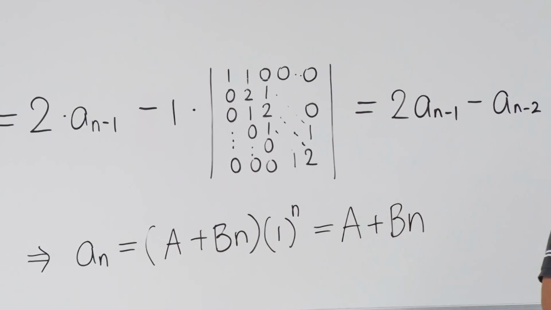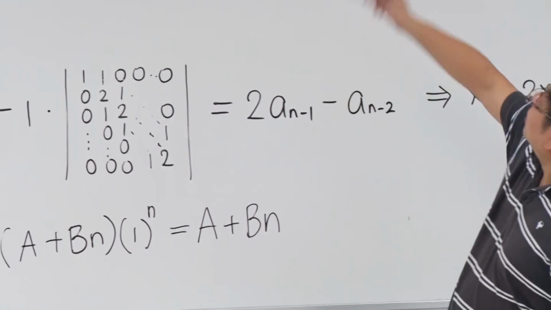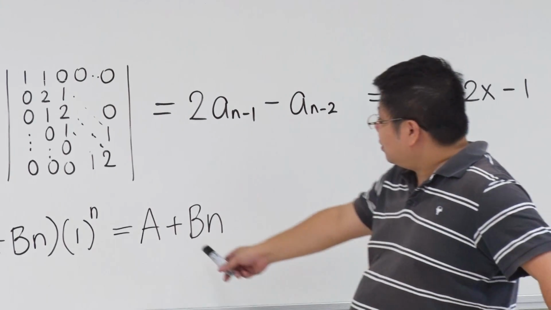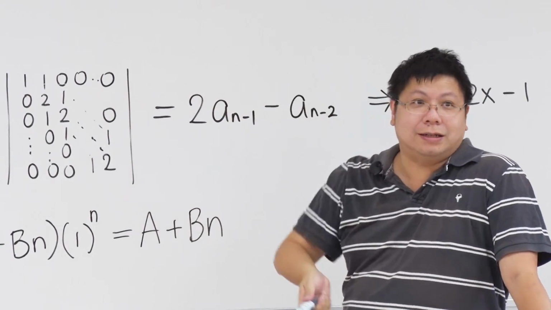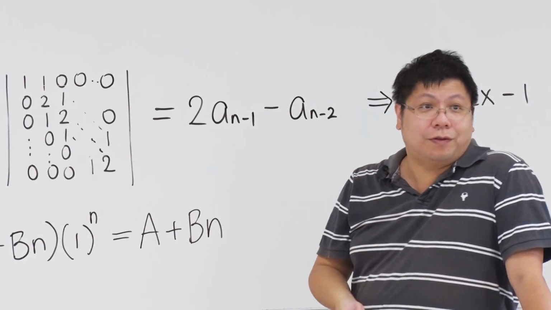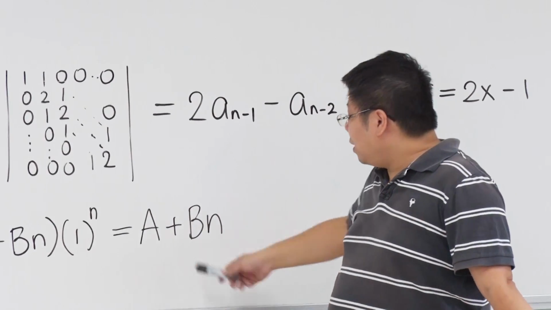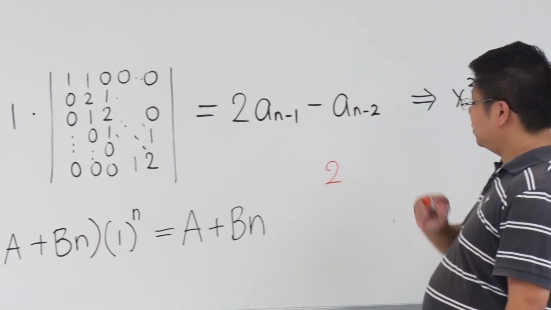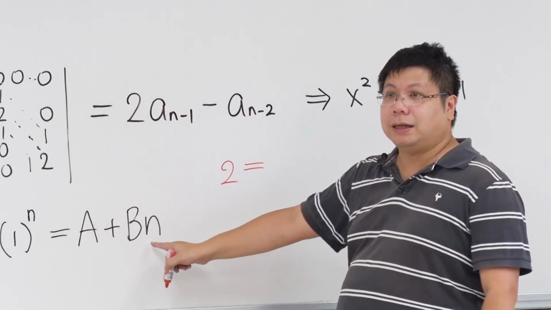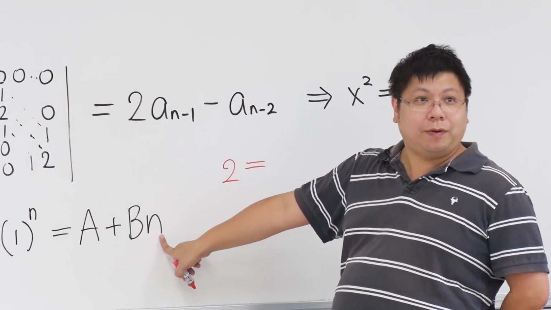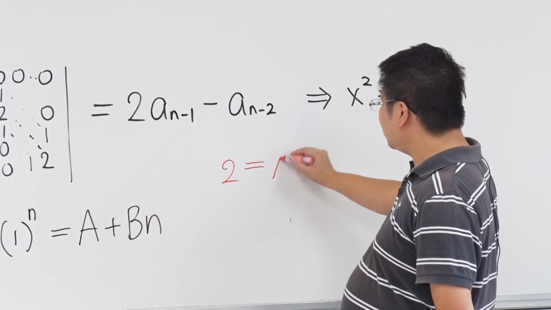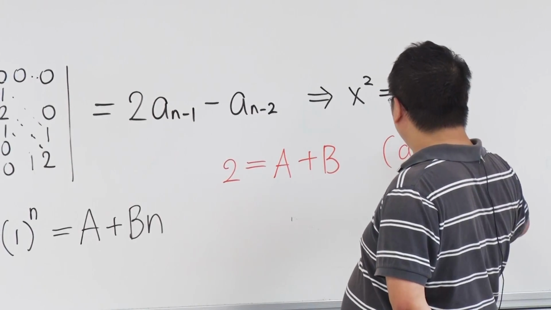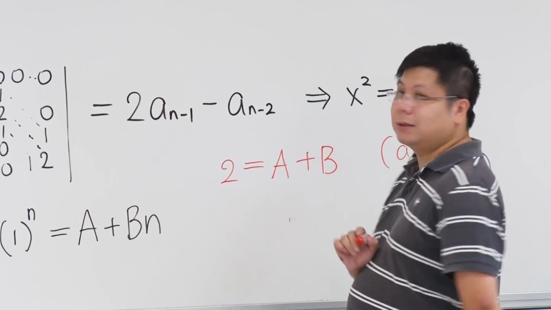Now, let's use a1 and a2 to help us get out. You don't need a3. You just need two boundary conditions to solve for this A and B. So a1, we know a1 is equal to 2. 2 can be obtained by putting 1 into this formula. Am I correct? So 2 is going to be A plus B.